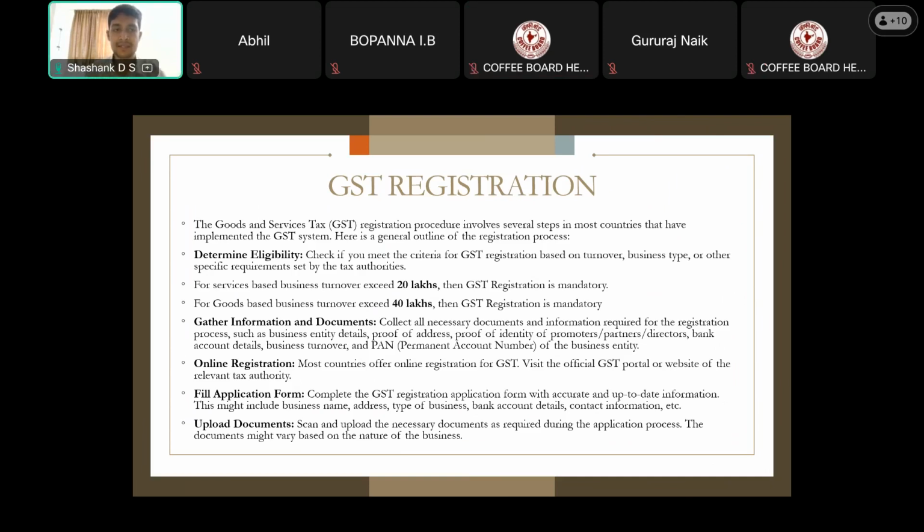So GST registration is something we need to decide based on the threshold limits mentioned here. We apply for GST with PAN, because PAN is the basic requirement, as our GST and PAN get interlinked. On the basis of PAN, the GST number will be allocated. If you observe any GST number, it has our PAN as part of it. This is a very important step taken by the government to interlink our income tax and GST details.